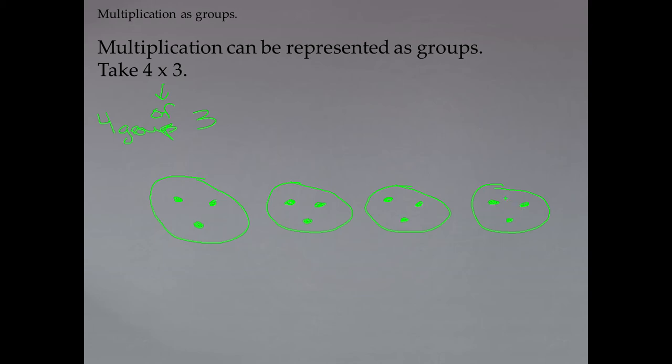And all I have to do is count my dots. So I'm counting my dots, not my circles, because my circles, the large ones, represent my groups, but I want to count how many of the dots I have. 1, 2, 3, 4, 5, 6, 7, 8, 9, 10, 11, 12. So 4 times 3, or 4 groups of 3, equals 12.